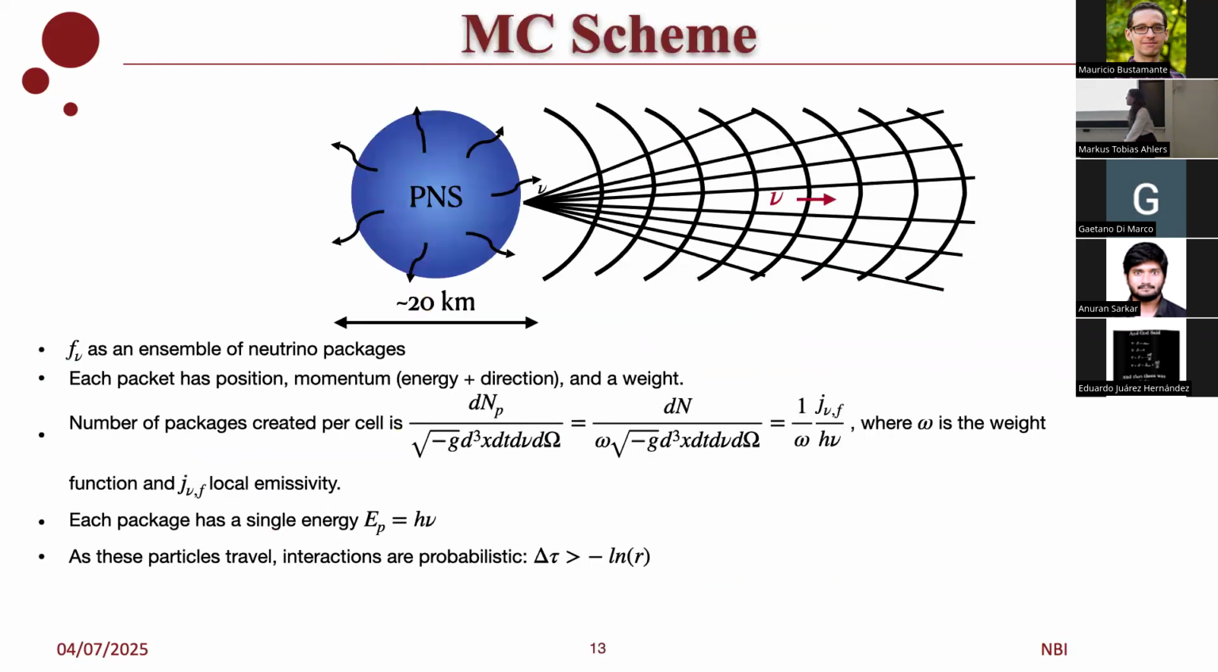So what you do is you have an emissivity that, for a particular flavor, tells you how many neutrinos can be produced within a cell locally. Then you introduce a weight function and weight these neutrinos. Then you have a number of Monte Carlo particles within the volume, within the particular cell.